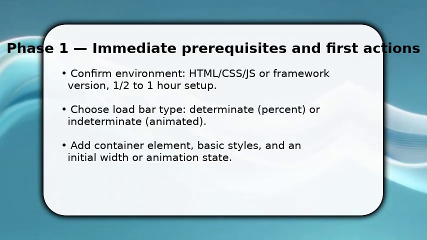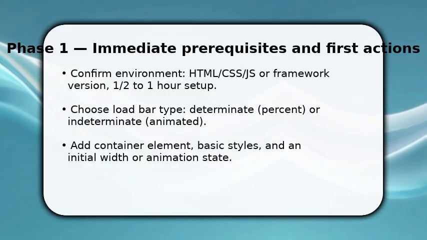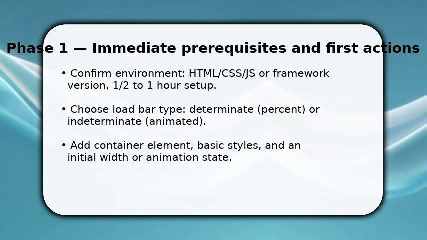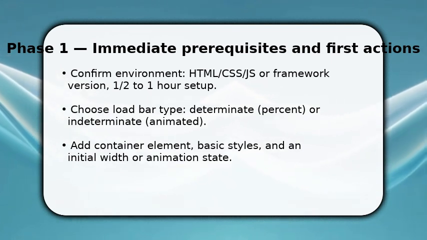Create the container element and a fill element, and assign an initial width or running animation state. You must also include accessible labels and roles for screen readers. Next, wire basic styles so the bar displays and you can see changes when you update progress.